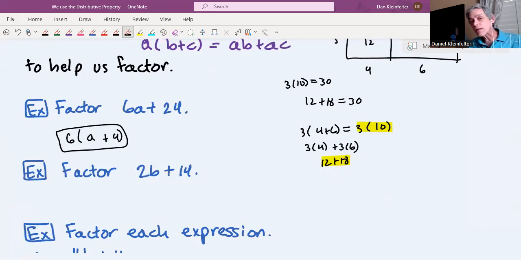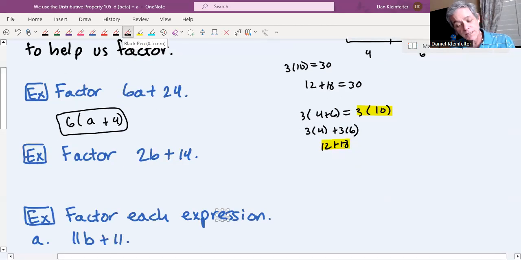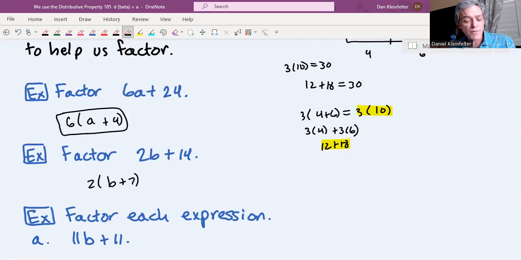Remember when you're factoring that you can always double check by multiplying. If you're confident with your multiplication, that helps. 6 times a is 6a, and 6 times 4 is 24. That would take us back to where we'd started. Okay, 2b plus 14. Here there's a common factor of 2. If we factor out that 2, we'll be left with b plus 7.